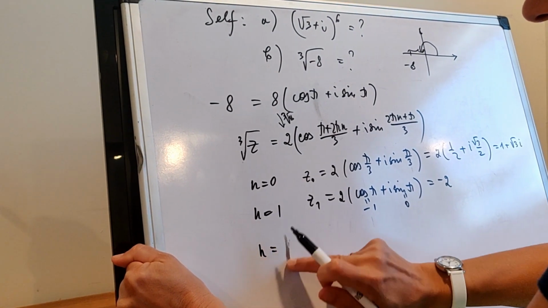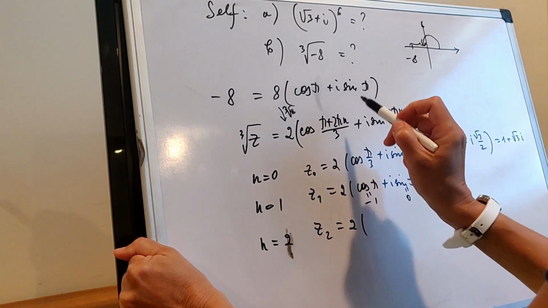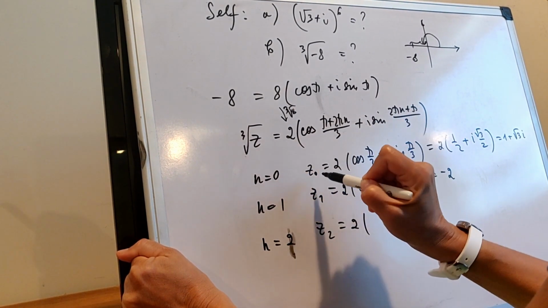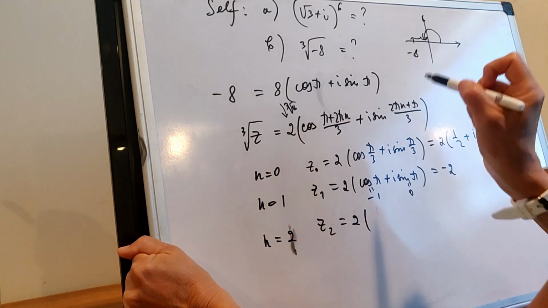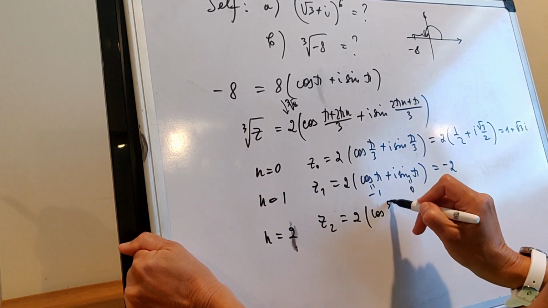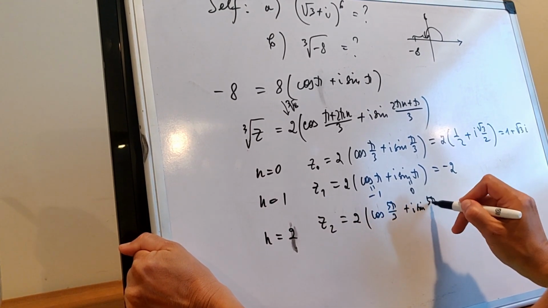n equals 2, z2. It's still 2, and I'll need to put 2 here. n is matching the index of z. So 2 times 2, that's 4, plus 1 is 5. So cosine of 5 pi over 3 plus i sine of 5 pi over 3.